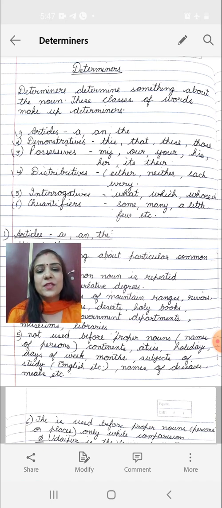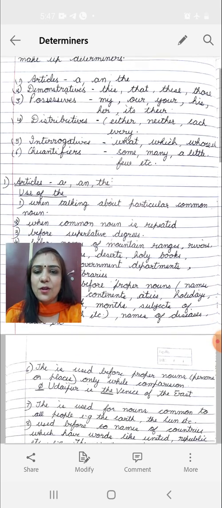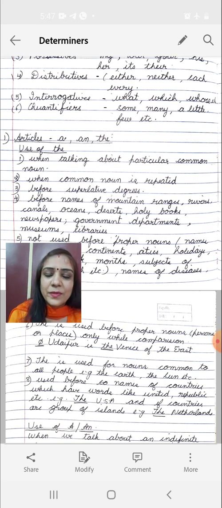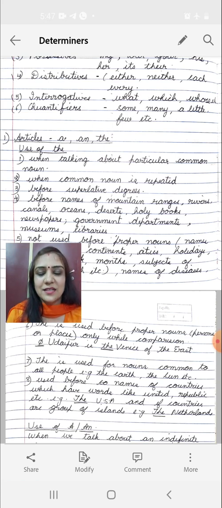So let us begin with the first type, which is very simple for all of us, and that is the articles. Now, there are three articles: a, an and the. Now the is called the definite article, and a and an are called the indefinite articles. When we call the the definite article, we understand that when we are referring to any common noun and we use the before it, that means we are referring to that particular common noun itself.